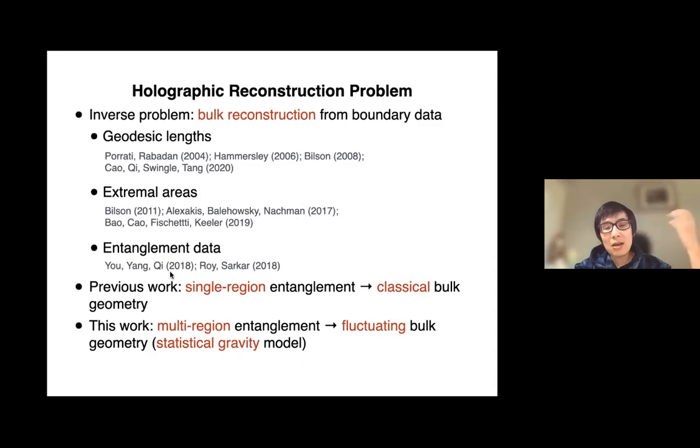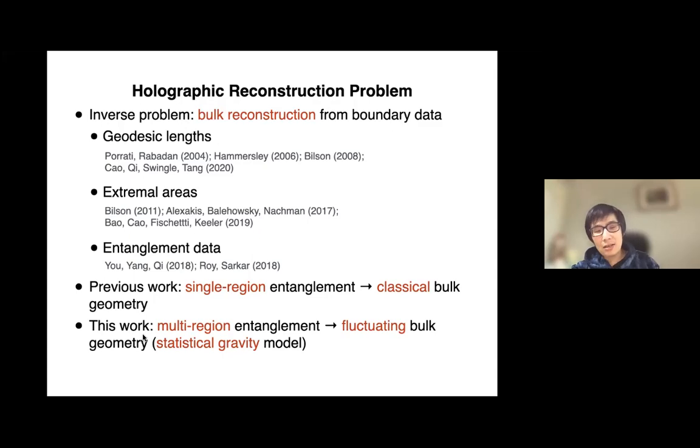And then many of the previous works basically focus on the single region entanglement, which means the entanglement subsystem is singly connected, just a single region. And then using those data, one can already basically extract a classical bulk geometry, basically fit a classical bulk geometry.